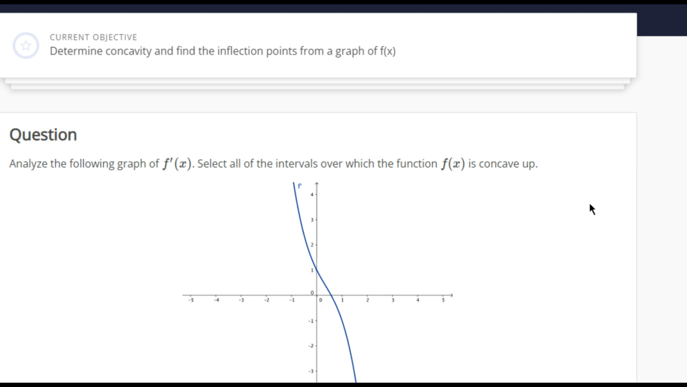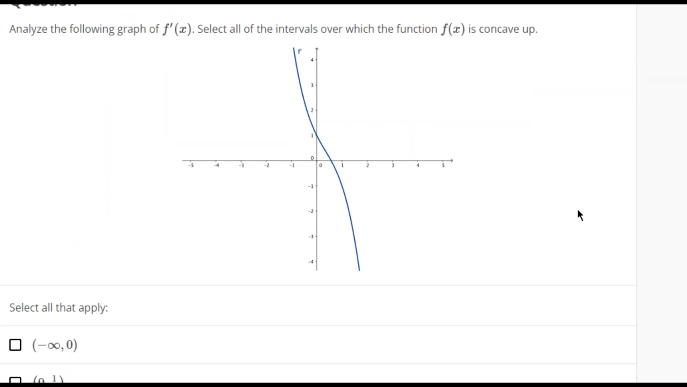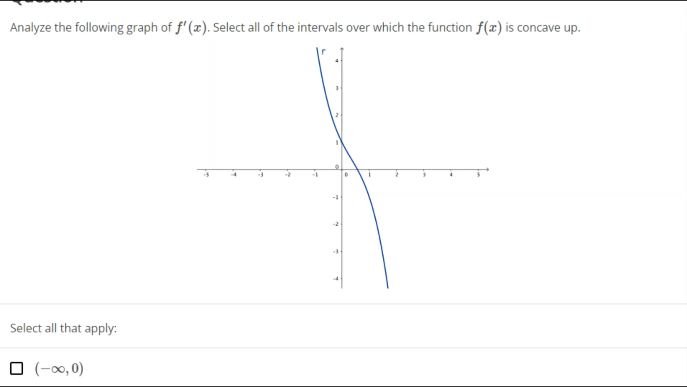All right, here we have a graph of f prime. Find all of the intervals over which f is concave up. All right, neat question. Let me get a picture of it on my sketch pad here.